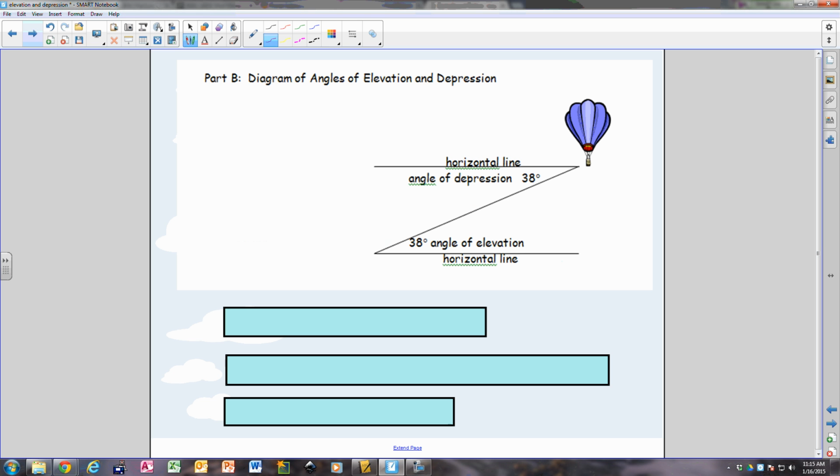All right. So here's your horizontal line. If you're in this balloon and you're going to look down to the ground, this would be your angle of depression. So let's say you're looking down at a 38 degree angle. Well, if you're down here on the ground, so here is someone standing on the ground, they're going to have to look up in order to see the balloon. Now, if you'll notice, the angle of depression and the angle of elevation are both congruent to each other. That's because this horizontal line is parallel to this horizontal line. So these angles are congruent because of the alternate interior angles.